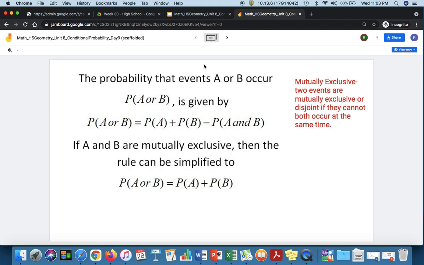So here are the rules for the addition rule. The probability of A or B is going to be given by the probability of A plus the probability of B minus the probability of A and B. But if A and B are mutually exclusive, or they cannot occur at the same time, then the rule can be simplified to the probability of A or B equals the probability of A plus the probability of B.